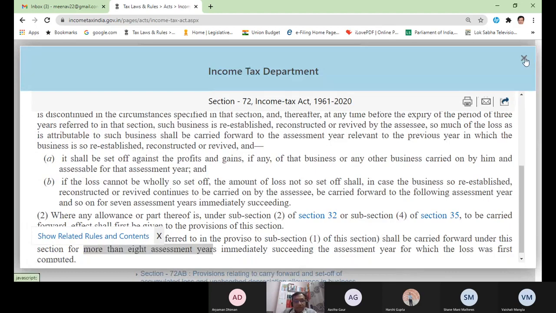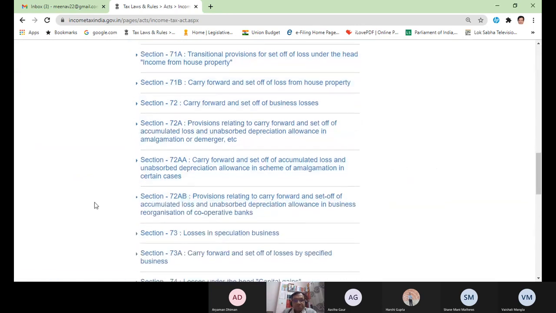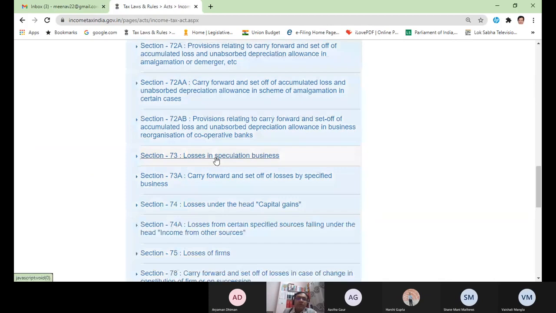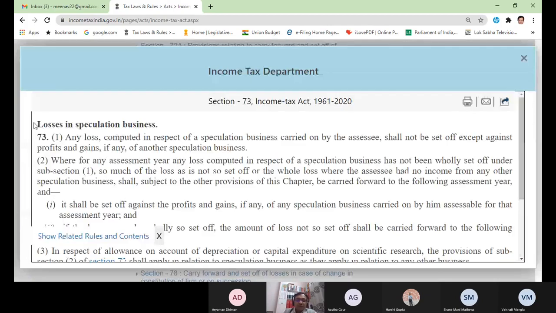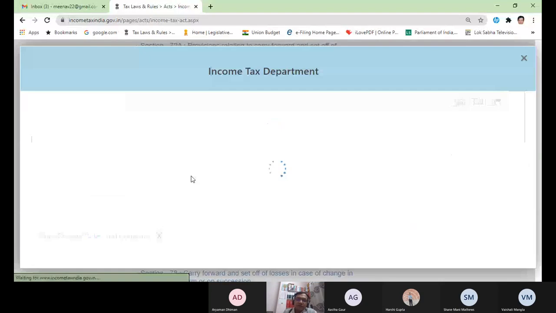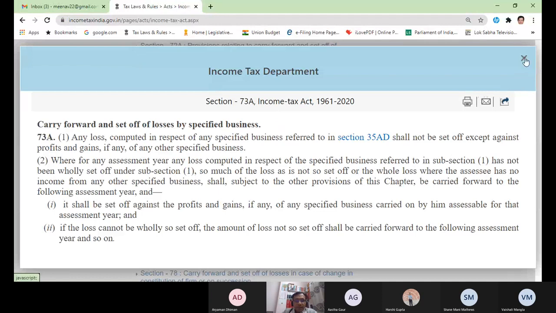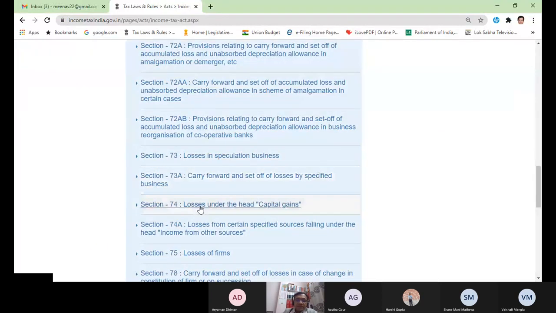Similarly, after 72, what is relevant is 73. It was talking about speculative business losses. As you can see, here the time limit is 4 years. Where is it written? This is written, not for more than 4 years. Similarly, for specified business, I have 73A. Everything which you read in any Act must have some legal sanctity. And here there is no time limit given. Time limit is not written. That is why no time limit. Similarly, capital gains, section 74 carry forward.